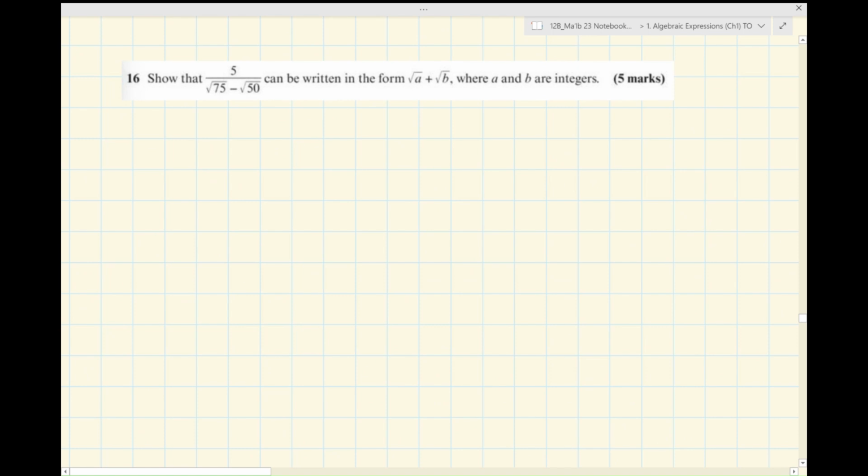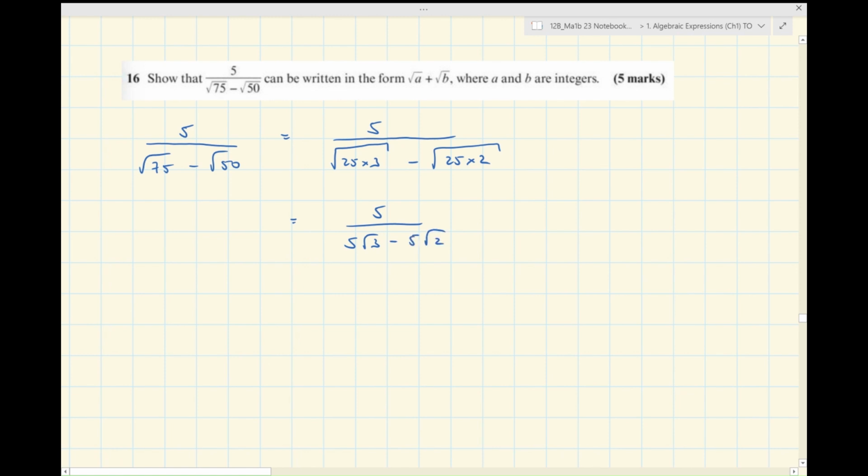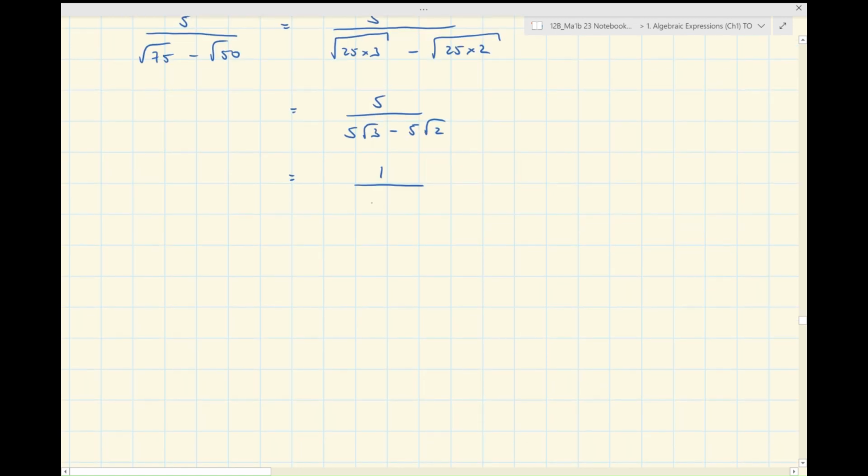Question 16. Right, I start off with 5 over root 75 minus root 50. Let's start by simplifying the denominator of that fraction. Root 75 is root 25 times 3, and root 50 is root of 25 times 2. So that's going to be 5 over 5 root 3 minus 5 root 2. I could divide top and bottom by 5, which would give me 1 on the top, root 3 minus root 2 on the bottom. Right, I'm going to rationalise the denominator now.